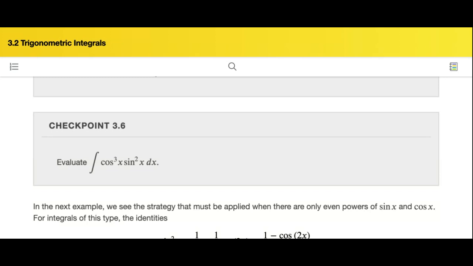Okay, so let's see. So we split cosine cube x into cosine x and cosine square x. But cosine x dx will be our du, and we let u be sine x. Then cos square we can write as 1 minus sine square. Okay, that's the first answer, right? So now I'll do this one, do 3.6, then type your answer.